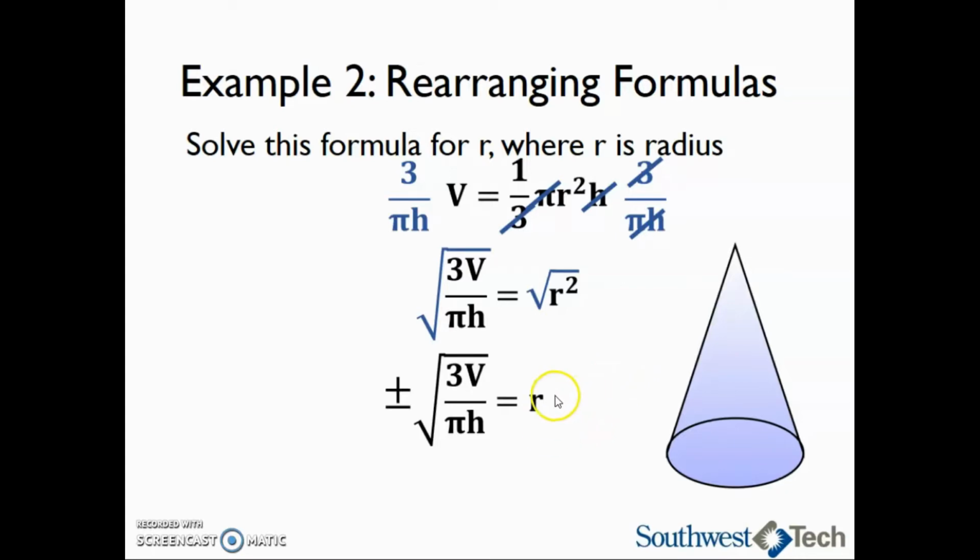Now anytime that we take a square root like this, we need to include both roots, because if we were to square r, we could have a negative number here or a positive. But in this particular case, if r is the radius, it doesn't really make sense to have a negative radius, so we're going to get rid of that negative sign, and we are left with the square root of 3 times v divided by pi times h is equal to r.